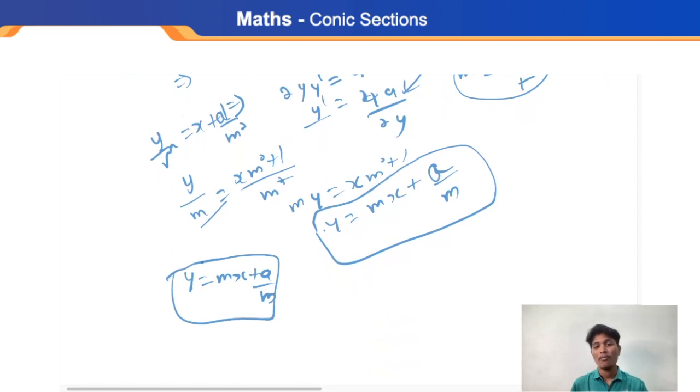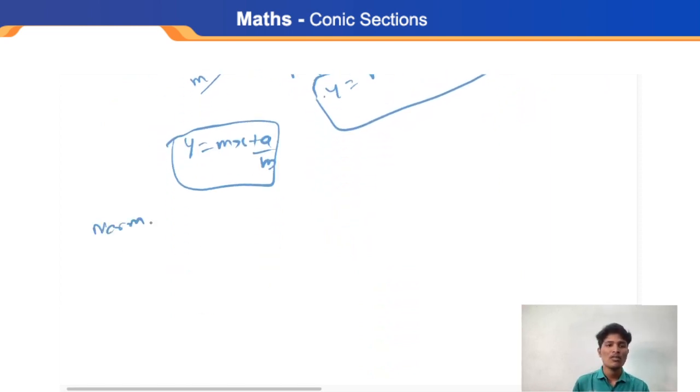Now for the normal, what is the equation of the normal for y square equal to 4ax?